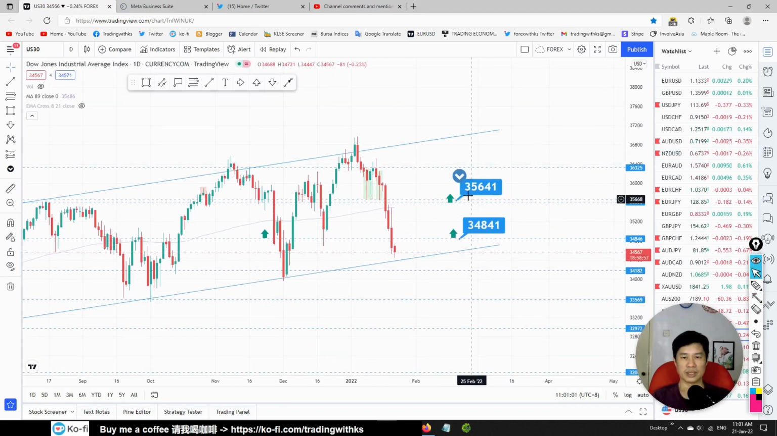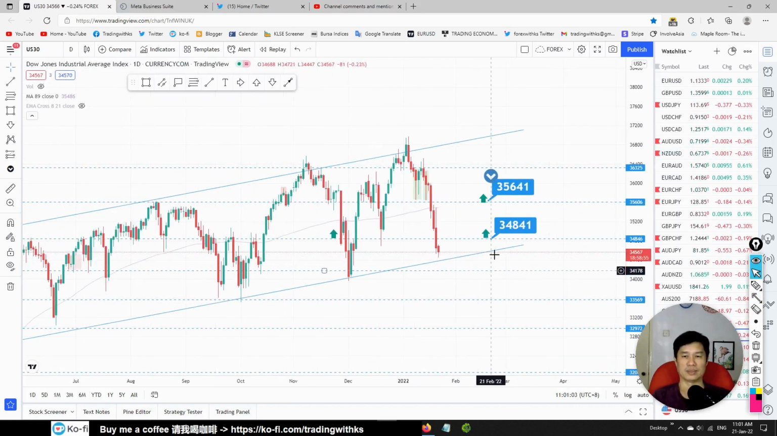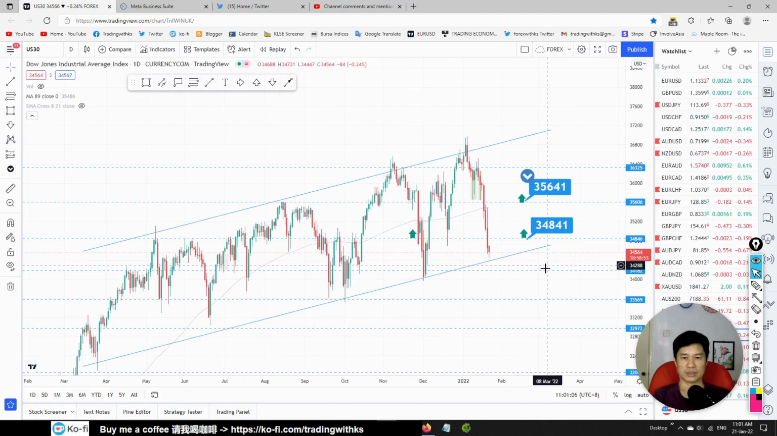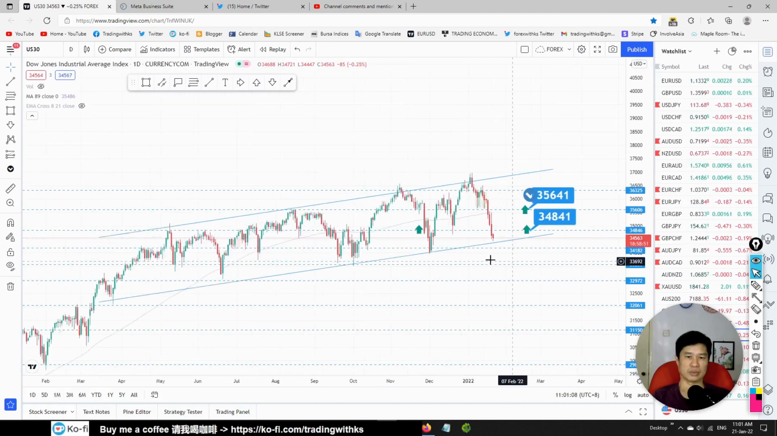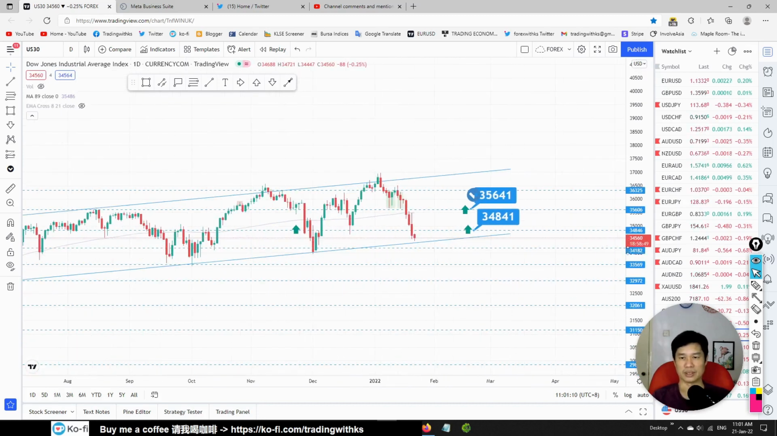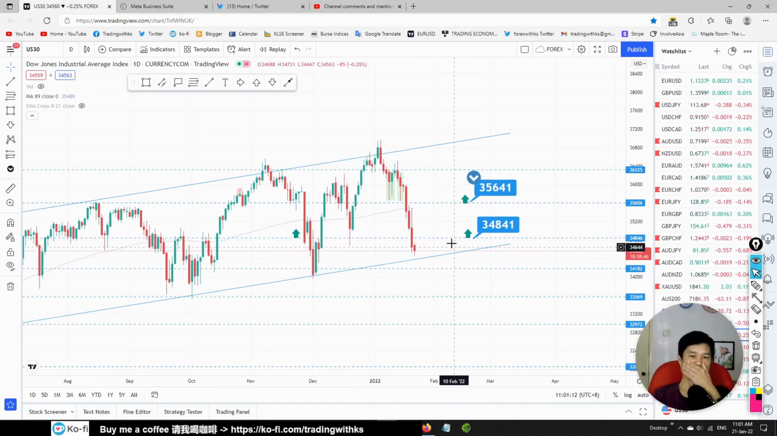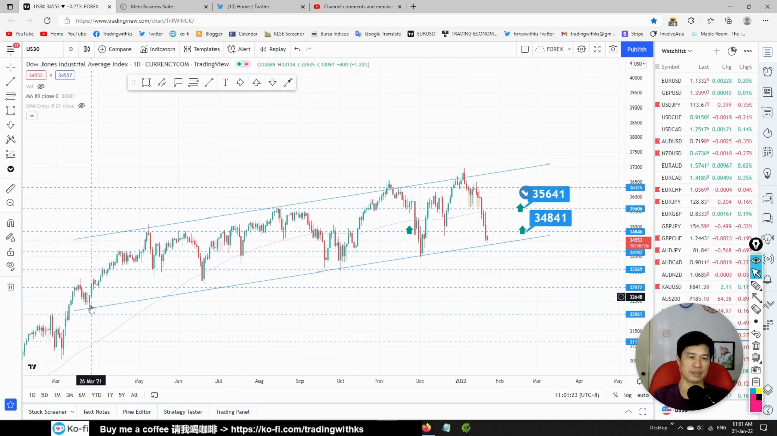Same thing, Dow Jones. Let me see. Dow Jones is still structured to the upside, so we are not selling this yet. There's still a possible buy opportunity. Why are we not selling this yet? Because this uptrend structure is not broken yet.